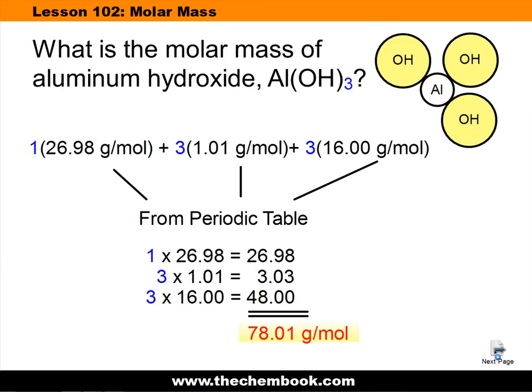Now, the molar mass of aluminum hydroxide is the same issue as the calcium nitrate. That is the parentheses. For aluminum, there's an implied 1 as a subscript. And so we have 1 aluminum, and we have 3 hydrogens and 3 oxygens. We add those up, and we get 78 grams per mole.